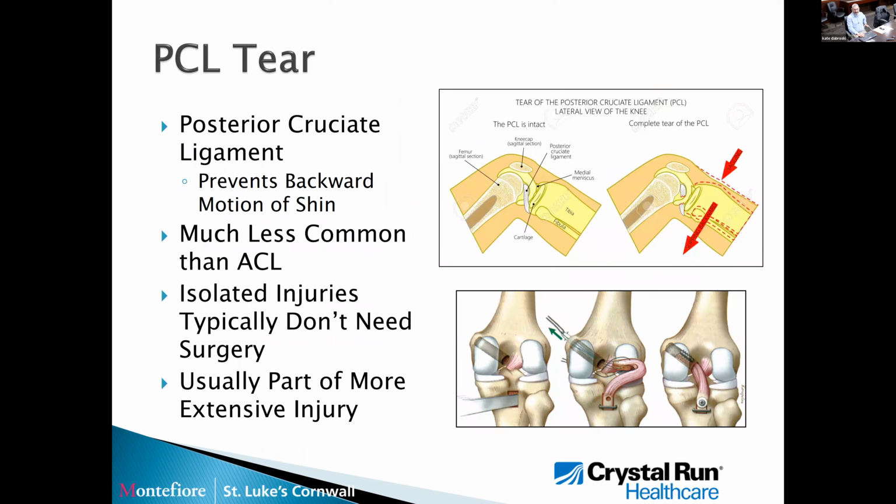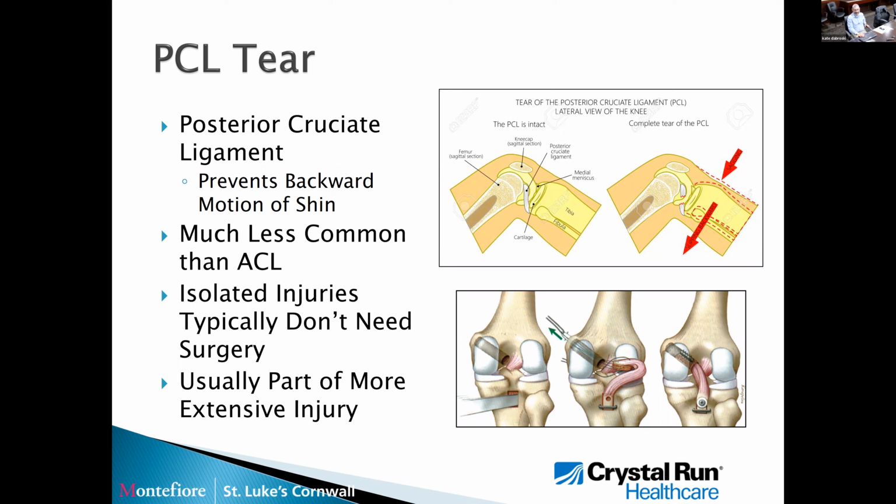The PCL, or PCL tears, again, this is the posterior cruciate ligament. It prevents the backward motion of the shin bone relative to the thigh bone, as you see in the top picture there with the red arrows. It is much, much less common than ACL injuries. There's about 99 ACL injuries for every 1 PCL injury.